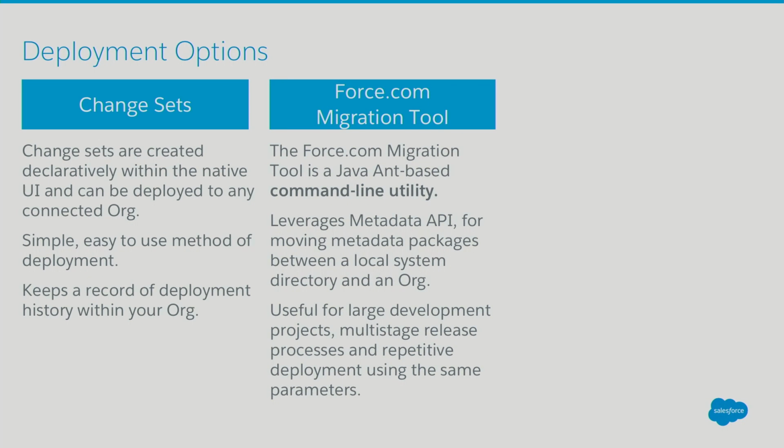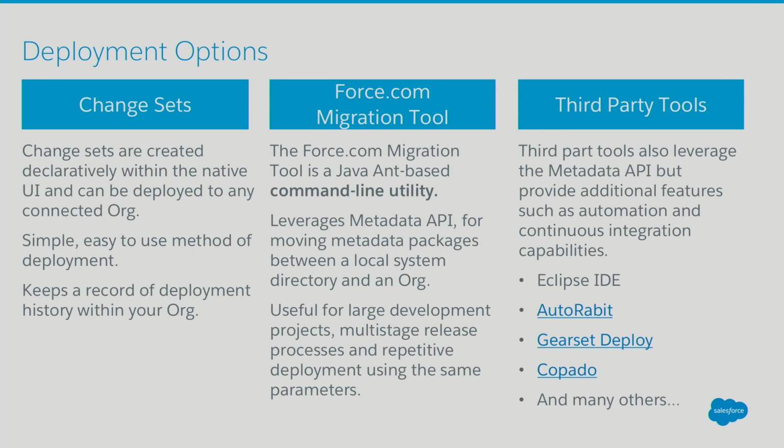A second option, a little bit more complex, our developers like to use is something called the Force.com migration tool. This is a free tool provided by Salesforce. It's a command line utility built on an open source project called Ant. It leverages our metadata API and allows you to move packages that are represented by XML from one org to another. It's very useful for large development projects and also in cases where you have to repeat the same deployment process over and over again from one environment to another. It's heavily used by our partners organization.